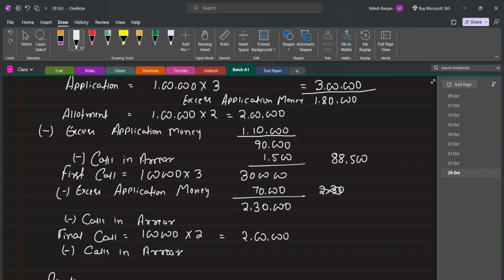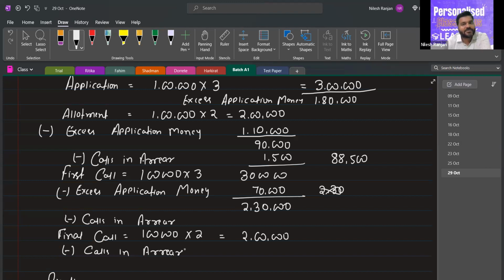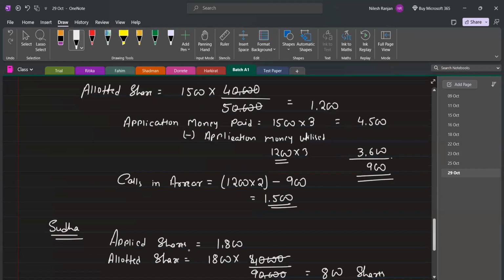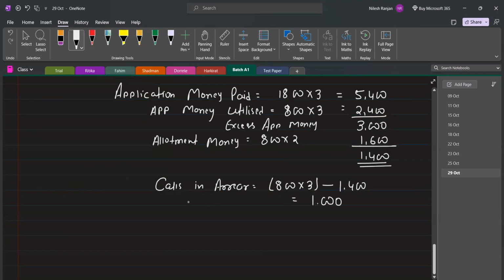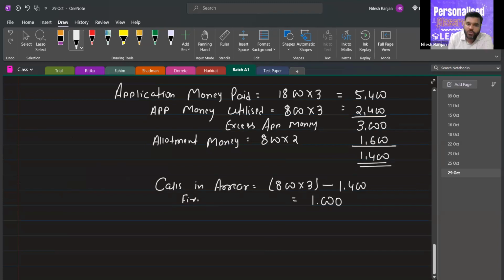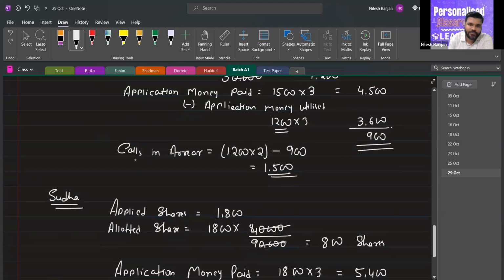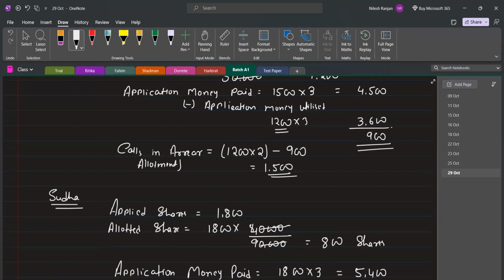Sir, the amount of the calls in arrear? So what is the amount for Sudha? The call scenario amount? 1000. Yes, 1000. So then it will be total 4,600. Okay, let me get the answer. Fahim, what do you think? Yes, sir, 4,600 for the calls in arrear.